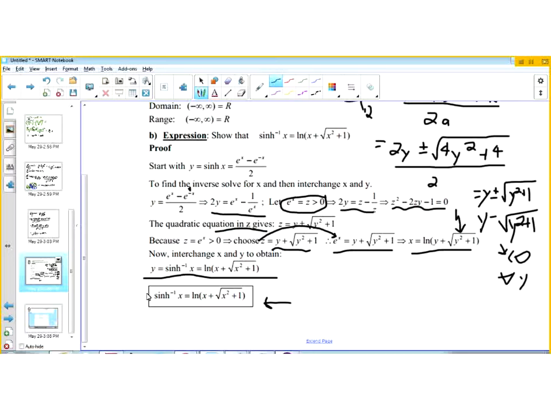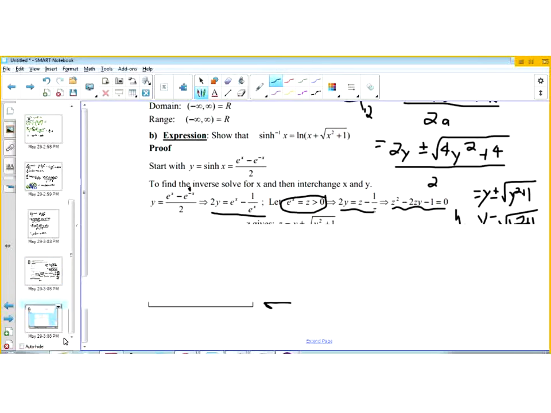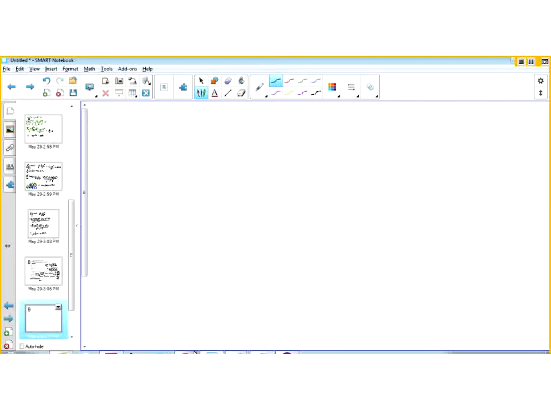I'll just go ahead and discuss the inverse hyperbolic cosine function and the inverse hyperbolic tan function. And then we'll do some more derivative work. We'll take the derivatives of the inverse hyperbolic functions. Okay, so next let's talk about the inverse hyperbolic cosine function.